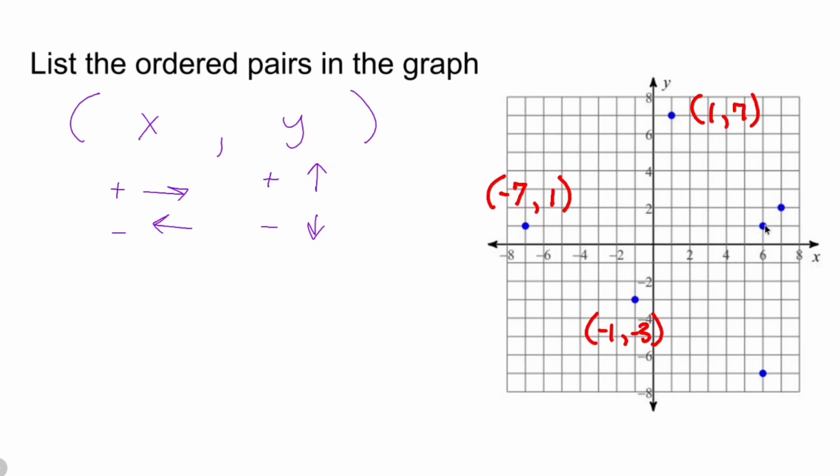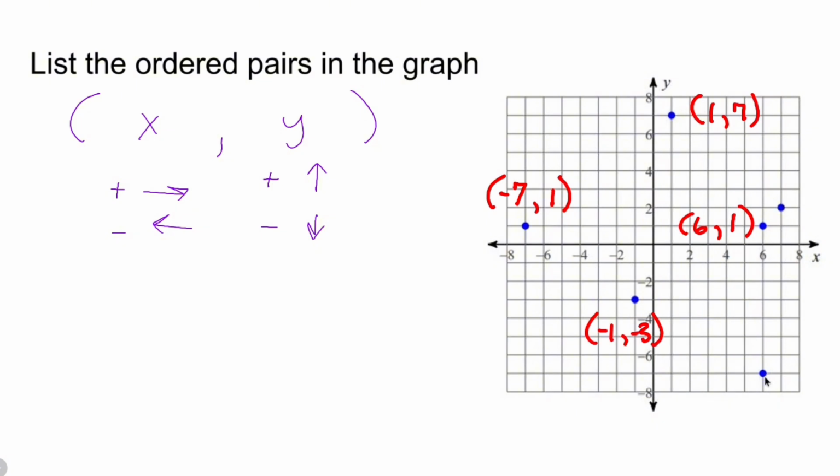Let's take a look at this one right here. In order to get to this point, I start at 0, 0. I go right 1, 2, 3, 4, 5, 6. And then I go up 1. Right 6, up 1. Right 6 is positive 6. Right is positive. Up 1 is also positive. So this point right here is 6, 1. Right 6, up 1, positive 6, positive 1.